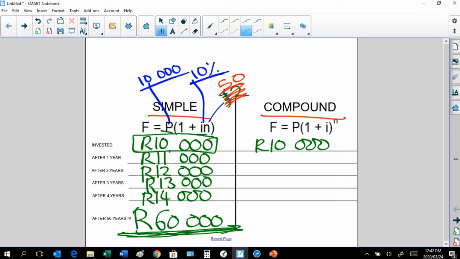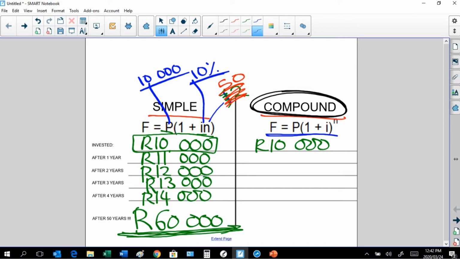But now let's look at compound interest, which is a much better way to go if you're investing money. Terrible if you're borrowing or loaning, but brilliant if you're investing. Can you see how the formula is slightly different? The N is in the power.